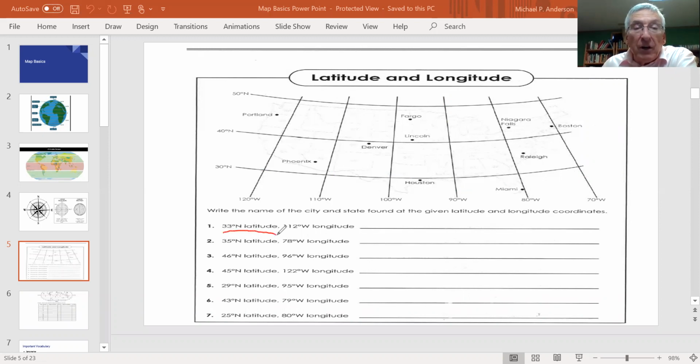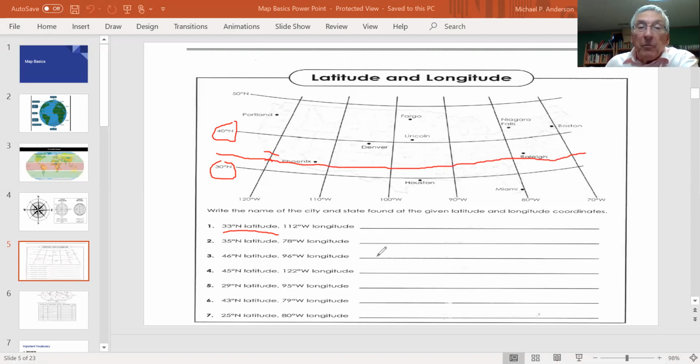So we have 33 degrees north latitude. All right, so here's 30 degrees north latitude. Here's 40 degrees north latitude, but we want 33. So about halfway would be about 35 right there. So 33 is going to be right about here. So we just draw a line across here at about 33 degrees. So the point we're looking for is probably going to be Phoenix or Raleigh.